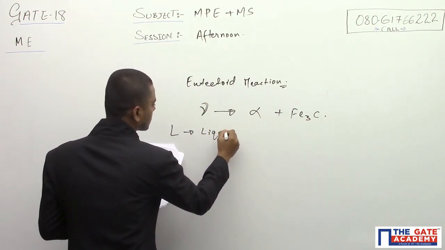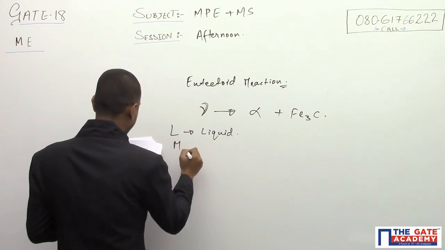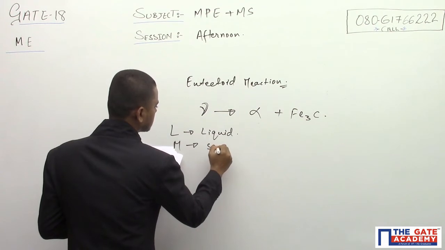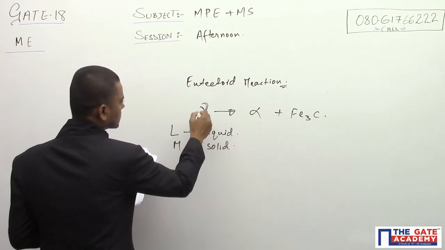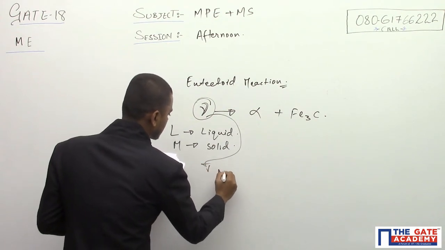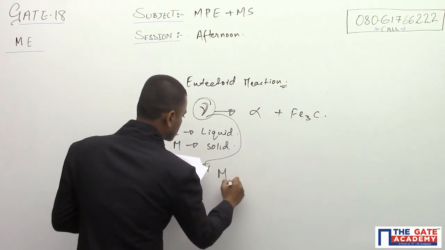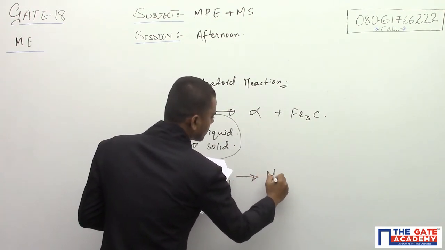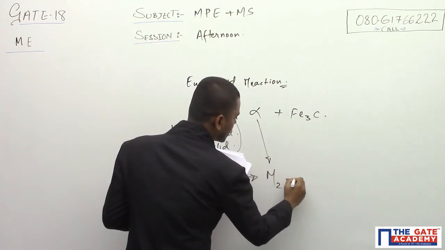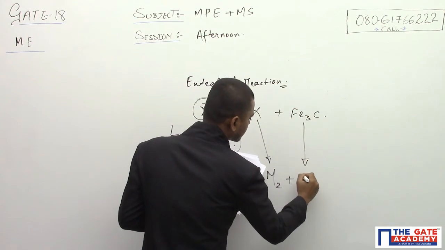liquid phase and M is solid. So this austenite is solid. So this M1 will transform into ferrite, which is again a solid, plus cementite, again a solid.